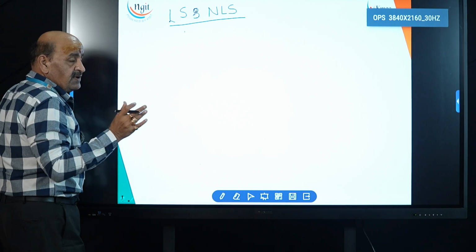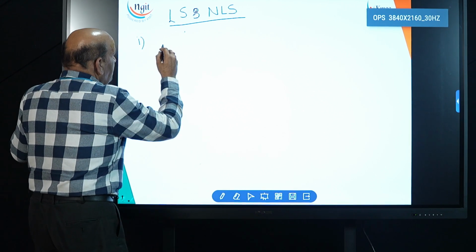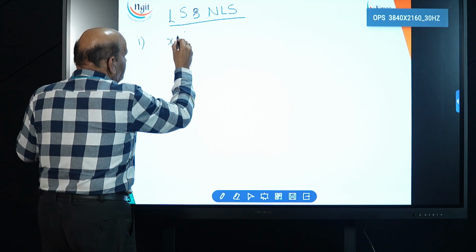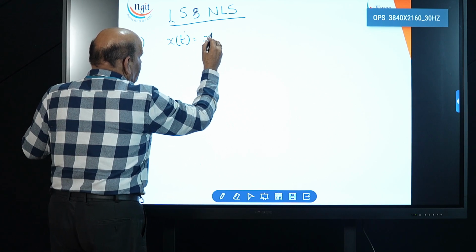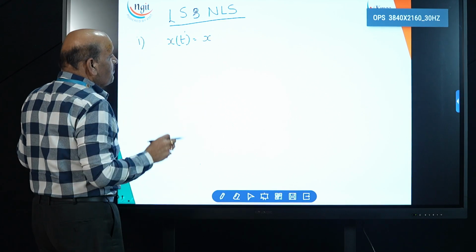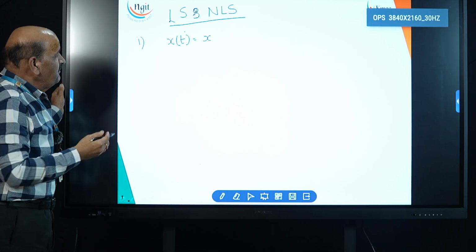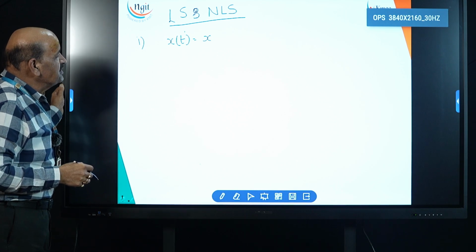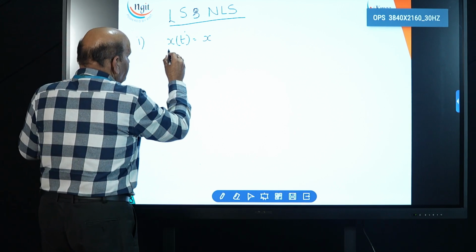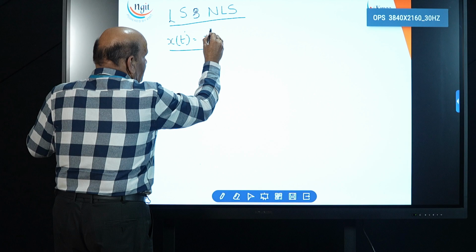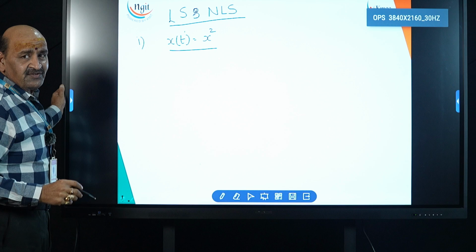Now let us start. For example, look at the first question. Verify whether the given signal x of t is a linear system or non-linear system. Now, for your understanding purpose, let us begin with x square. Linear system or non-linear system.